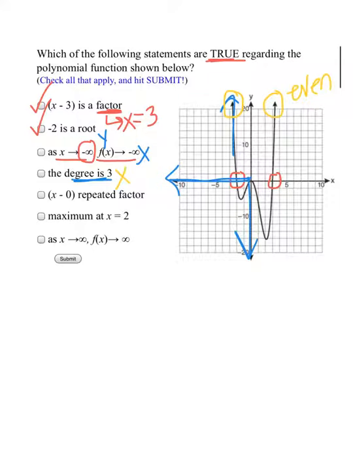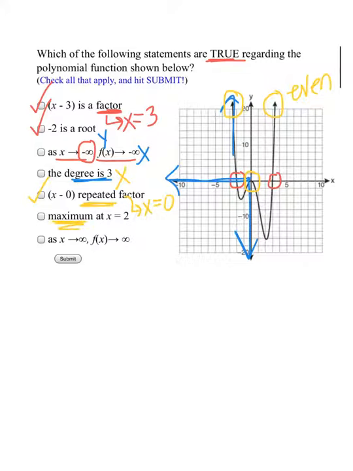Then it says x minus 0 is a repeated factor. So again, they're giving it to me as a factor, so I would say that would mean that x equals 0 is a solution or a root. And in fact, I do see that it's hitting the x-axis at 0, and it's actually doing what we've been calling in class either a turnaround or like a bounce, which does mean that this is repeated, so that is true. It says there's a maximum at x equals 2.